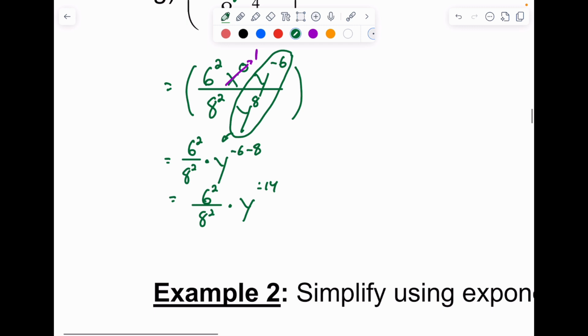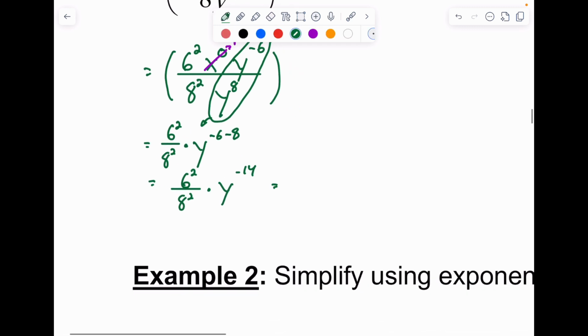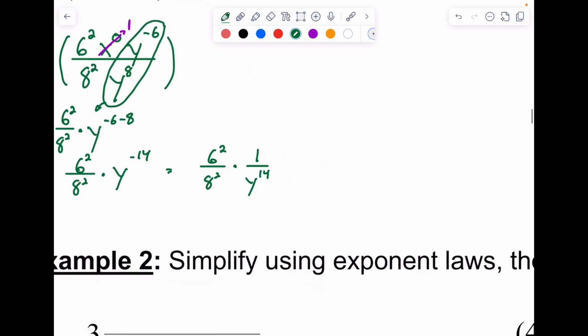Okay, but deal with this negative. Well, that's the same thing then as saying 6 squared over 8 squared times 1 over y to the 14. Okay? Well, you have two fractions multiplying. So 6 squared over 8 squared y to the 14.